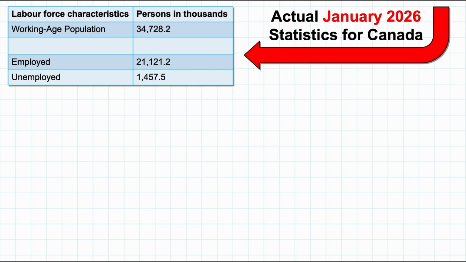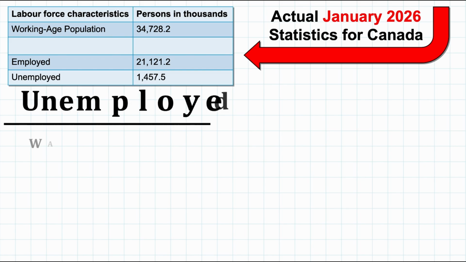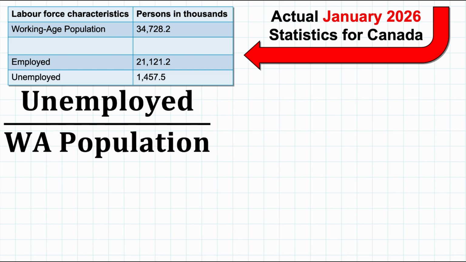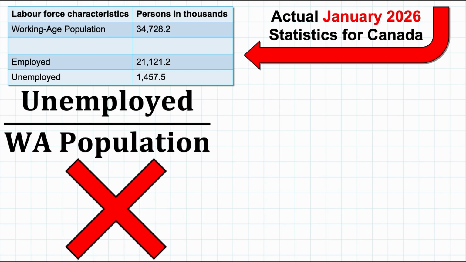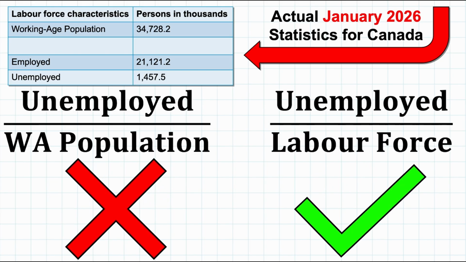So when we are trying to find the unemployment rate, many times students will say, oh, that's easy. It's just the number of employed divided by the working age population. And this formula is actually wrong. The correct formula is actually the number of people who are unemployed divided by the labor force.